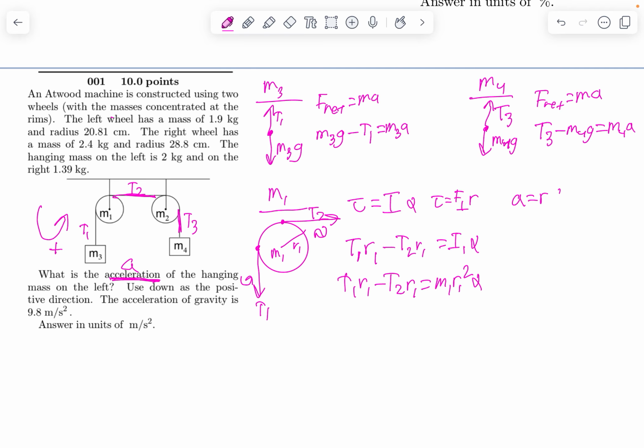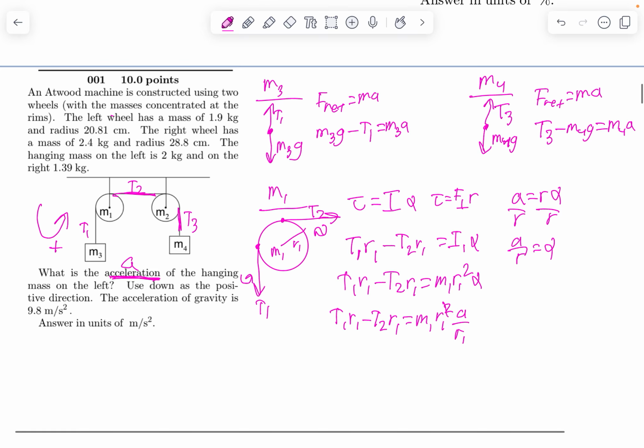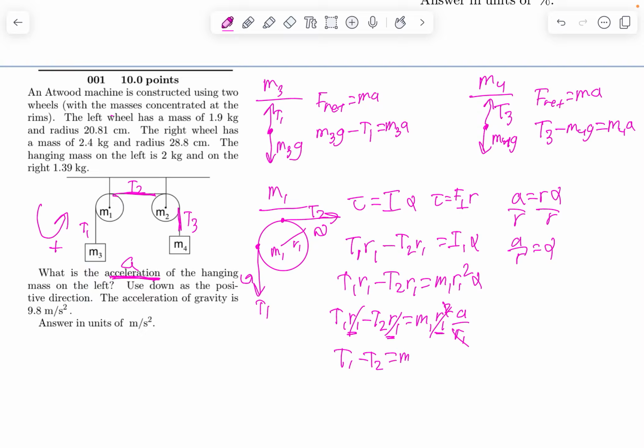A is equal to R alpha, and that means dividing both sides by R, alpha is A over R. So instead of alpha, I'll put A over R. So it'll be T1 R1 minus T2 R1 is equal to M1 R1 squared, times A over R. Then we have two R1s on top and one R1 on the bottom, so one of them is gone, and there'll be one R1 in every single term. So the R1s cancel out, and it's really T1 minus T2 is equal to M1A.